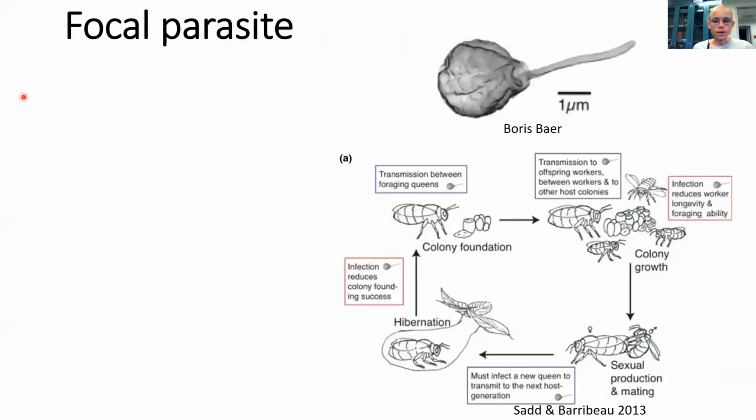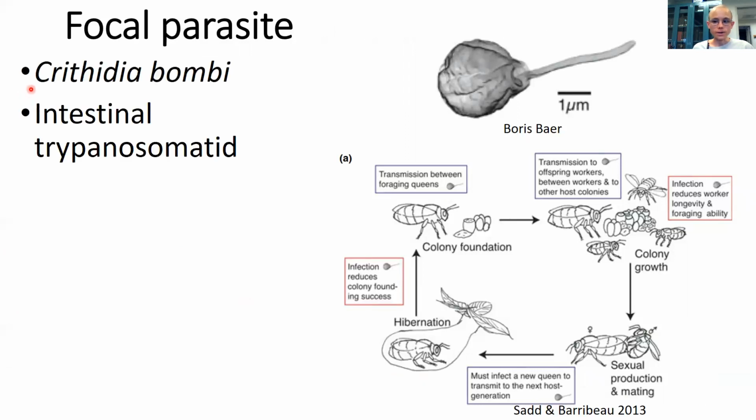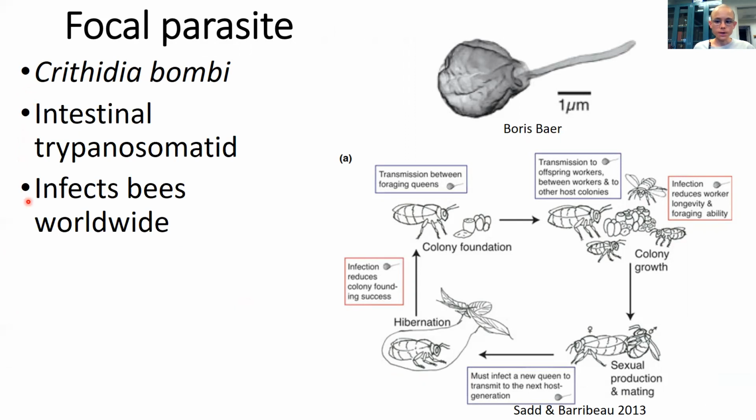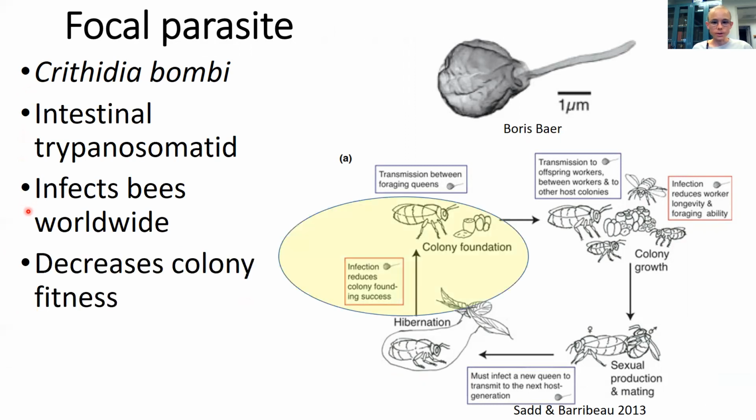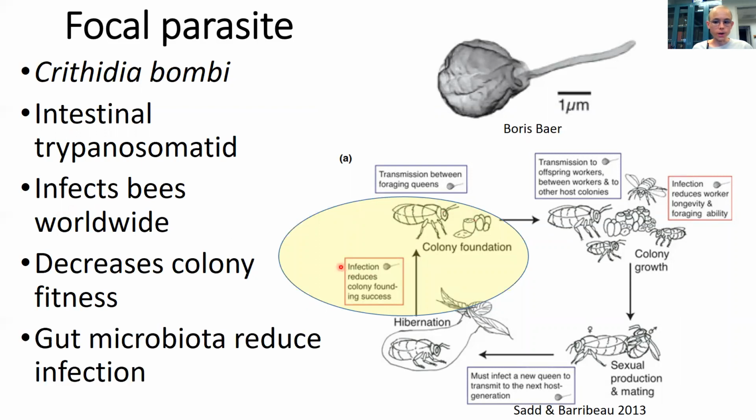I focused on the parasite Crithidia bombi, a trypanosomatid that infects the hindgut of bumblebees. This parasite is both prevalent and widespread in multiple bumblebee species on at least 3 continents, and has deleterious effects on queens that attempt to found new colonies in spring. However, the bumblebee gut microbiota have been shown to increase resistance to infection.